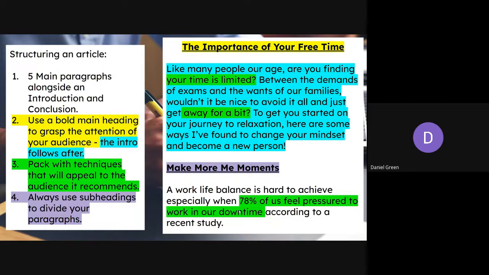And then I've got a technique down here, which is statistic. A work-life balance is hard to achieve, especially when 78% of us feel pressure to work in our downtime, according to a recent study. You can make these statistics up. No one is going to look at your research and check whether or not you've said something correctly. The importance of it is that you are using that technique. So you're absolutely fine to lie. I'm not going to be researching, and neither is any other examiner. Okay.